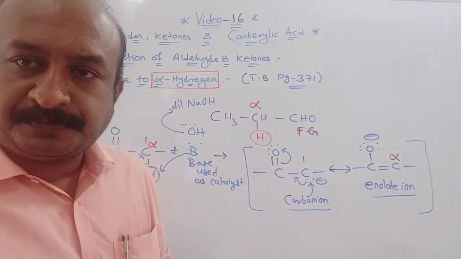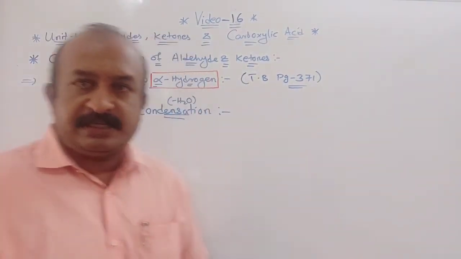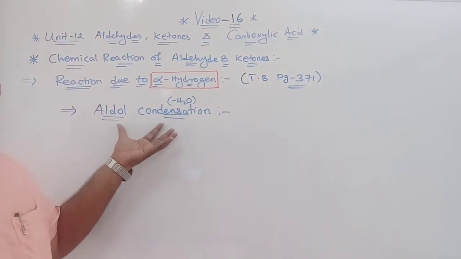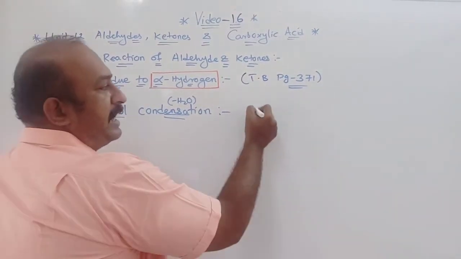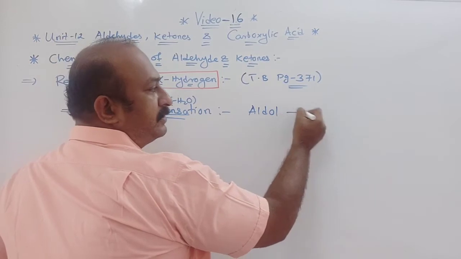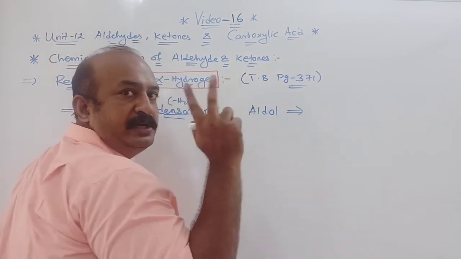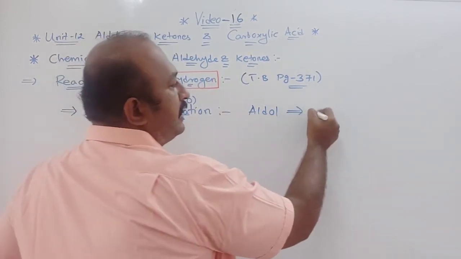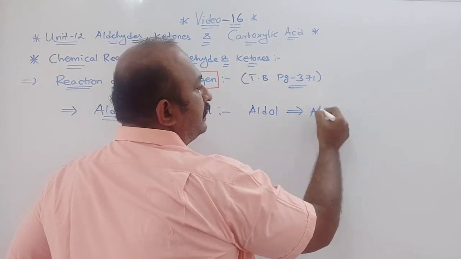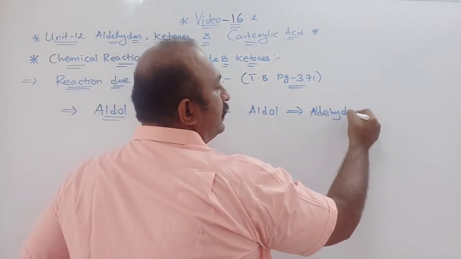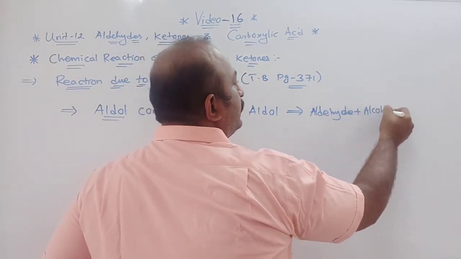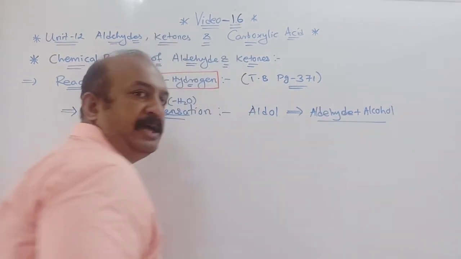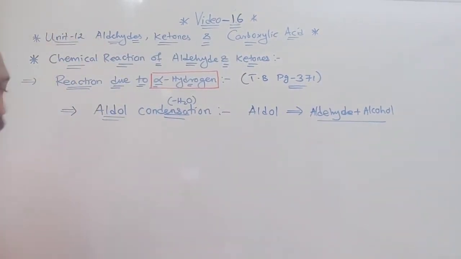Now, in your book, the example is given as aldol condensation. What is the meaning of the word aldol? Aldol is a word formed by mixing two words together: aldehyde plus alcohol. So from that we got the name aldol. In your book they have given one very simple example, but they have not explained or expanded the reaction.